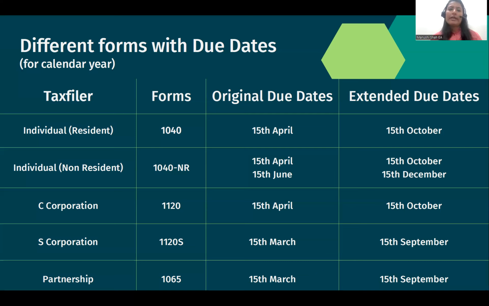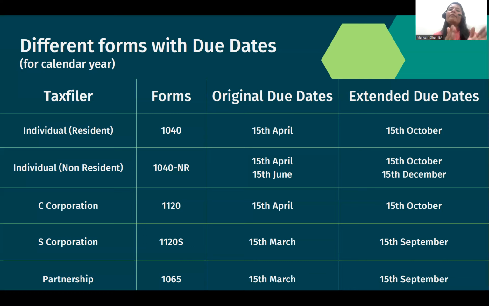So to avoid that, tax payment must be paid within the original due date, although you have taken the extension. Okay. So first, the individual taxpayer; it can be resident, it can be non-resident. A resident individual taxpayer needs to file Form 1040, and non-residents are required to file Form 1040-NR, which is for the non-resident taxpayer, right? The original due date for an individual taxpayer, as per the calendar year, is 15th April.